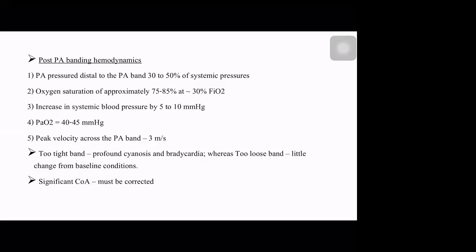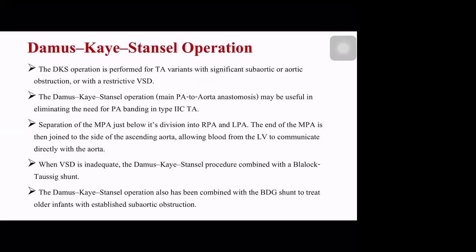Now, if the band is too tight, there will be profound cyanosis and bradycardia, that is, the child is not tolerating that level of tightness of the PA band. On the other hand, if the band is too loose, then there will be no change from the baseline condition. If there is associated significant coarctation of aorta, it should be addressed when the PA banding is performed.